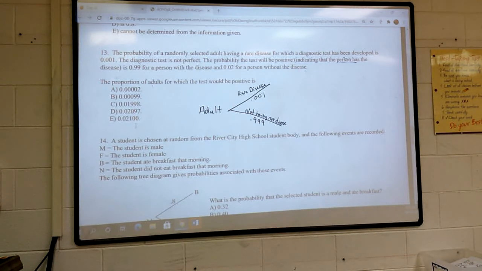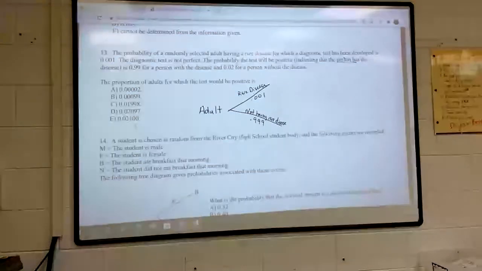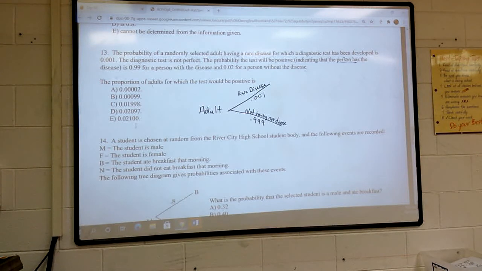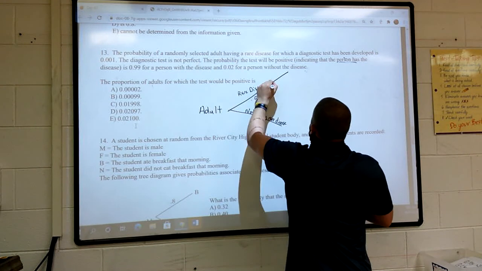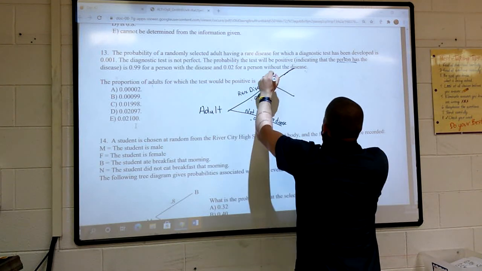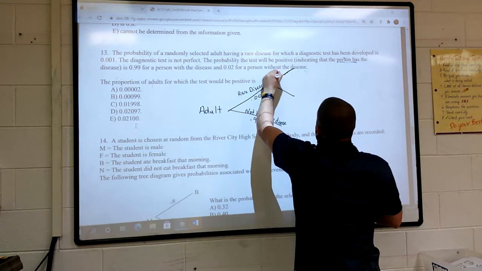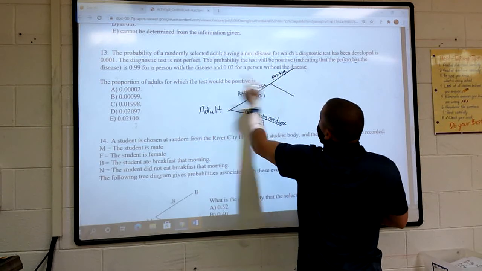Okay. Now, the diagnostic test, the test they use to pick up whether the person has the disease or not, is not perfect. So the probability the test will be positive is 0.99 for a person that has the disease. So if they have the disease, the chance that it says they have it, that it's a positive result, is 0.99.